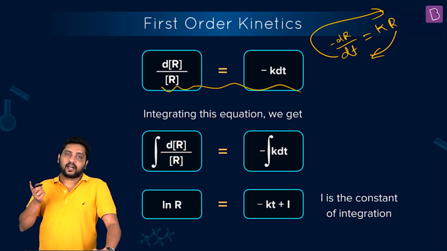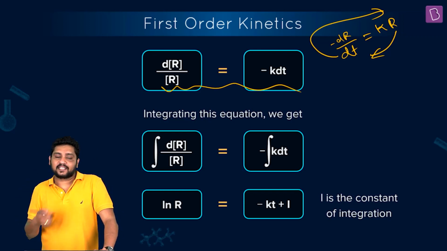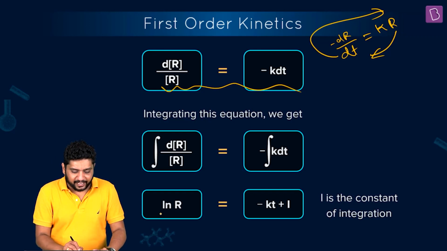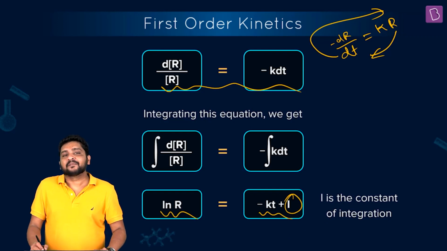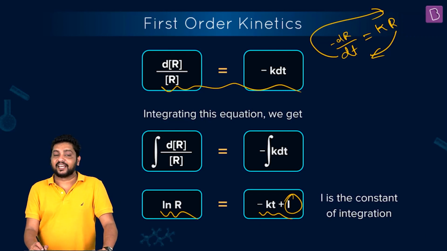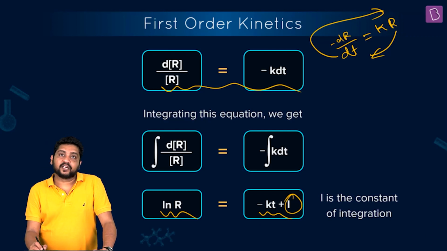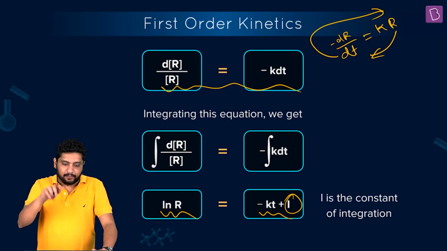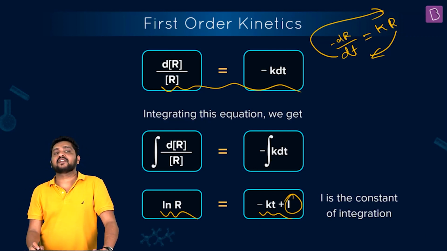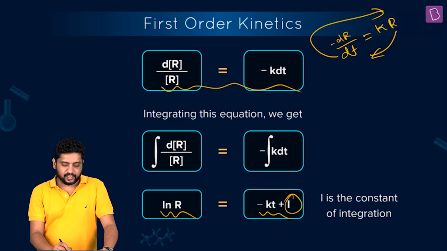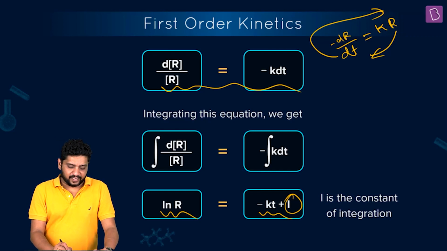Integration of dR by R, integration of dx by x is ln x, right? So we'll get ln R is equal to minus kt plus I. What do you mean by this I? This is the constant of integration, right? So if you have an indefinite integration where there are no upper or lower limits, then we say this is the indefinite integration. There is supposed to be a constant of integration here.